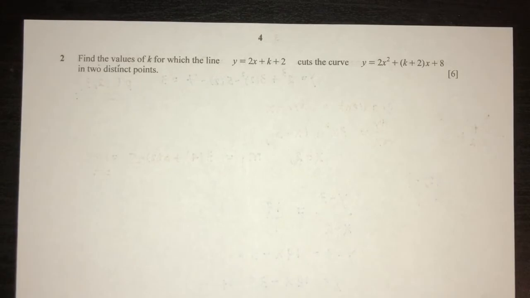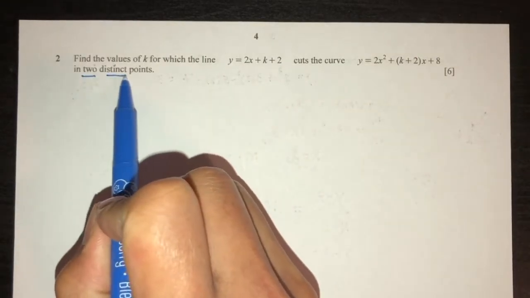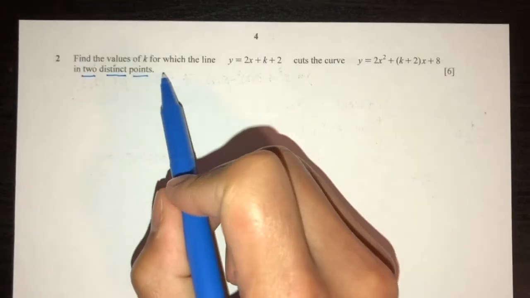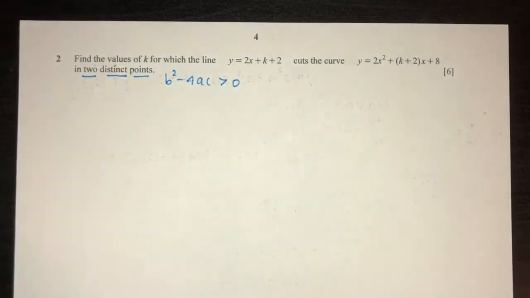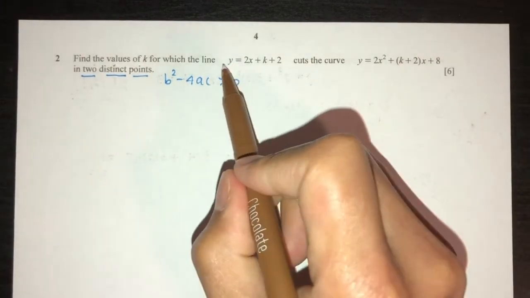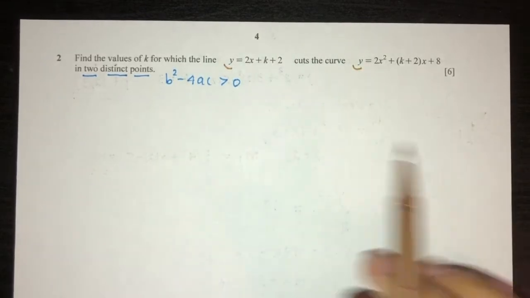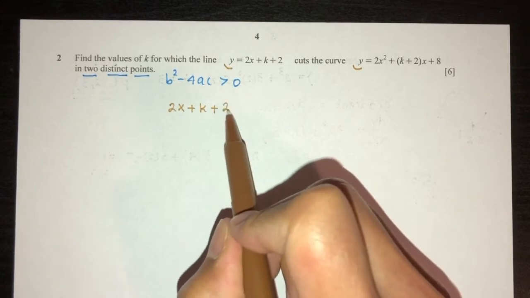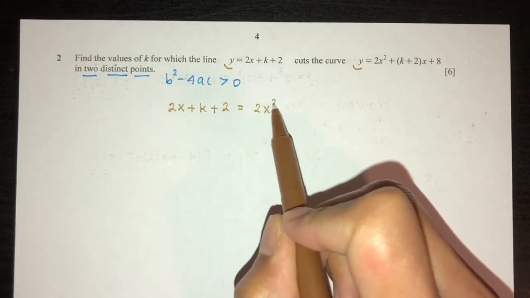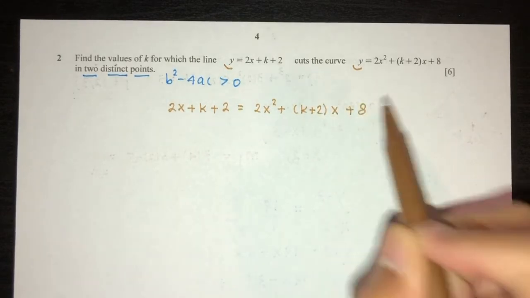Now let's move on to question number 2. We have to find the values of k for which the line cuts the curve at 2 distinct points. So when you see this, you should know that you have to use b squared minus 4ac is more than 0. But first we have to solve these two equations simultaneously. So here we have y, here we have y. Replacing each other, you will have 2x plus k plus 2 is equal to 2x squared plus (k plus 2)x plus 8. Now we have to simplify.